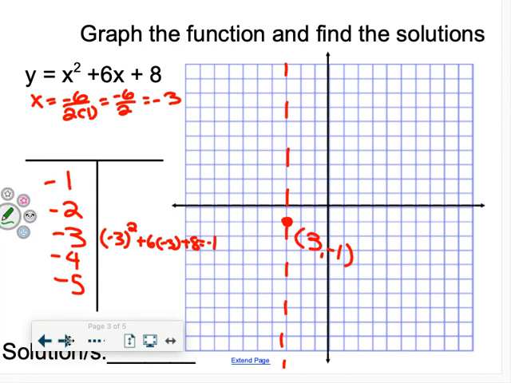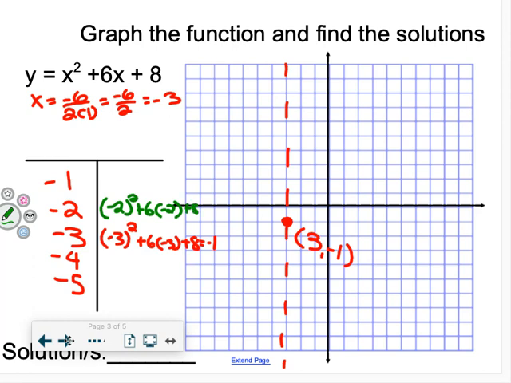Now what we need to do is either do the 2 above it or 2 below it. In this case, I'm going to do negative 2 and negative 1. I think those are easier to plug in. So I'm going to take negative 2 squared plus 6 times negative 2 plus 8.